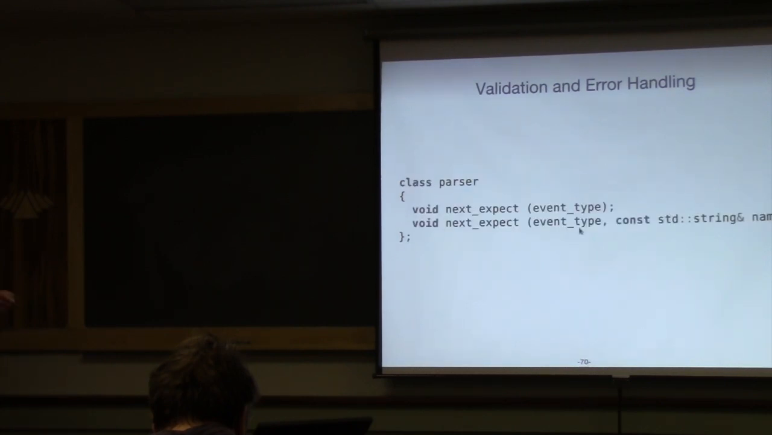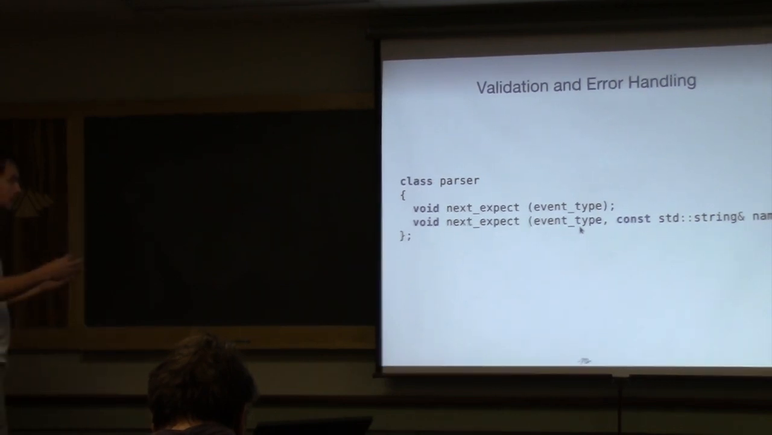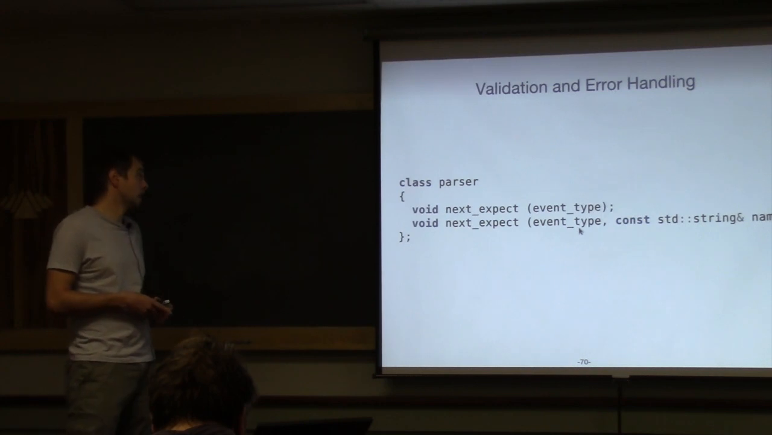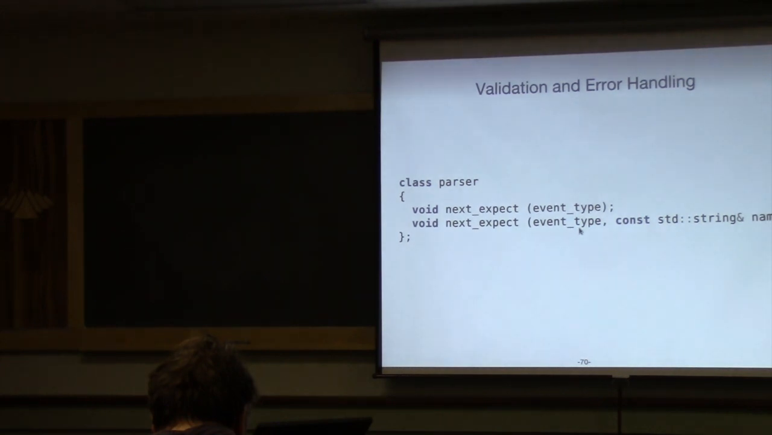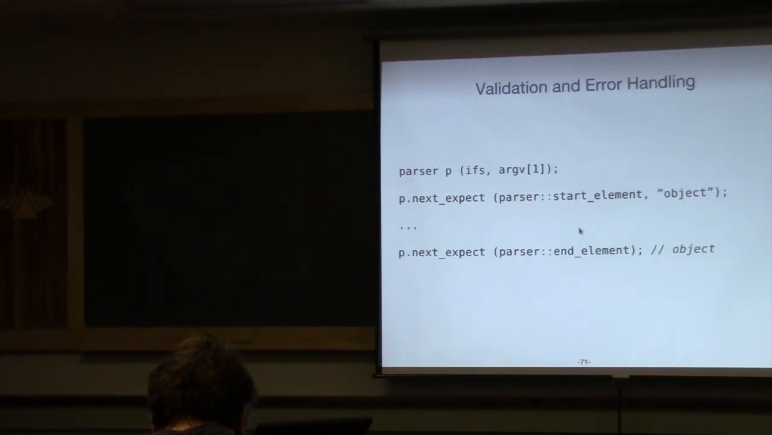To help with that, the parser provides the next expect function. The idea is pretty simple. It gets the next event and makes sure that it is what we expect. If not, it throws an appropriate exception. Simple, right? So that's how we can use it. Now all that error handling is gone. If the root element is not the object, we'll get a nice exception saying got this element instead of what's expected.